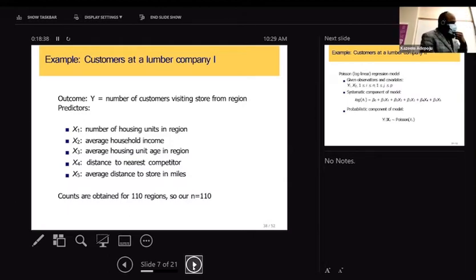Okay, now in this particular data set, we actually want to consider 110 regions. Okay, we have 110 regions. That's why n equal to 110, which is the sample size, which is the number of observations.